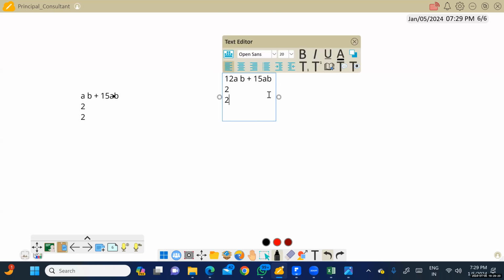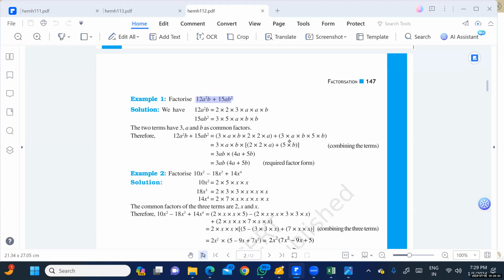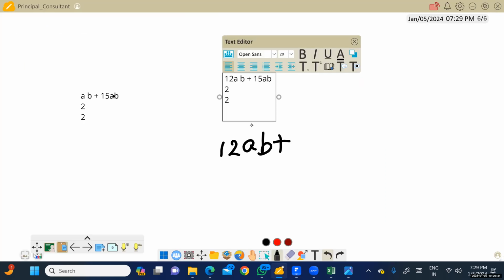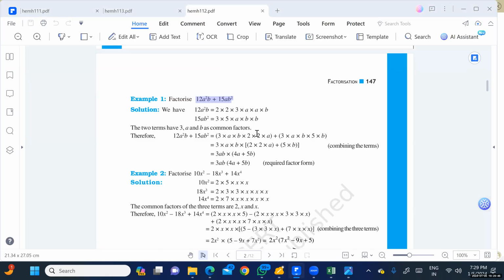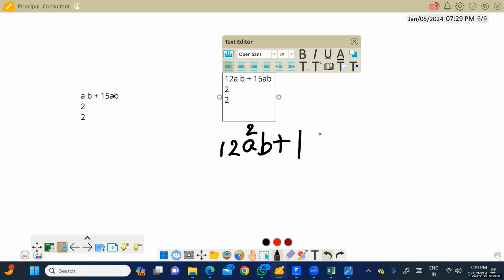Okay. So the sum is 12AB. It doesn't take square, I think. Can you tell me the sum? I'm forgetting it. Just hold on. 12A square B. Remember this, okay? 12A square B plus 15AB square.